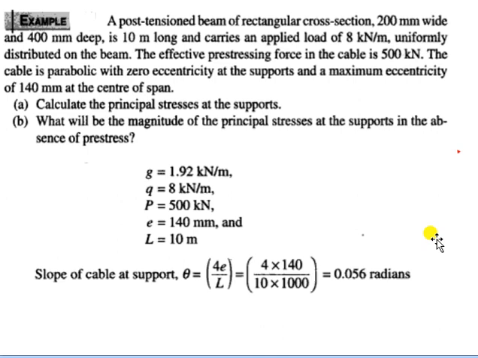Let us consider a third example. A post-tension beam of rectangular cross-section 200 mm wide and 400 mm deep is 10 meter long and carries an applied load of 8 kN per meter uniformly distributed on the beam. The effective pre-stressing force in the cable is 500 kN. The cable is parabolic with zero eccentricity at the support and maximum eccentricity of 140 mm at the center of the span. So first, calculate the principal stresses at the support.